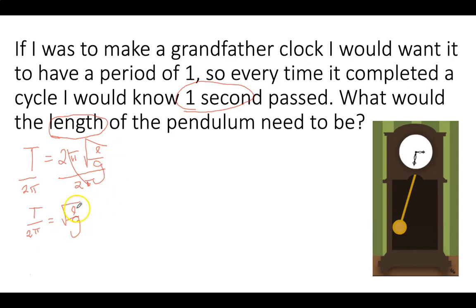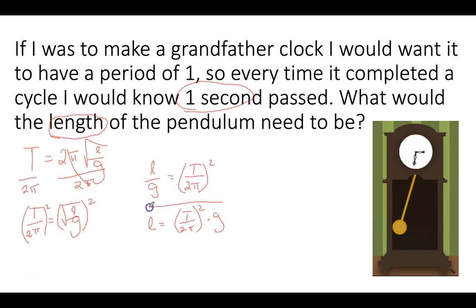Next thing we want to do to solve for L is get rid of this square root. So we're going to square both sides. Now I have L over G is equal to T over 2 pi, squared. And then I'm solving for L, so the last thing I have to do is move the G over. I just multiply by G, and I get L is equal to T over 2 pi, all squared, times G. And there's the formula to solve for the length of a pendulum given the period and gravity.